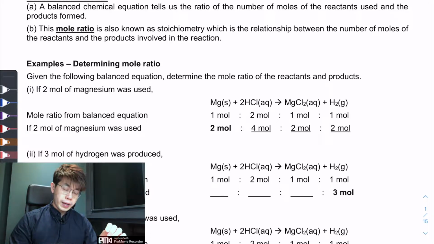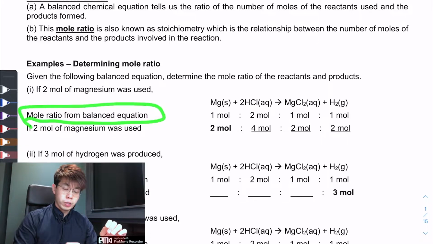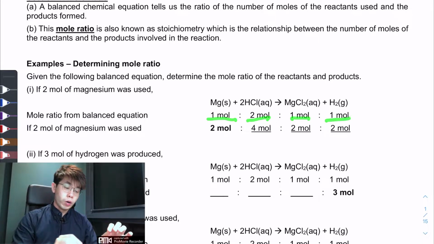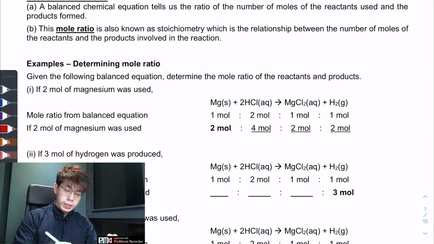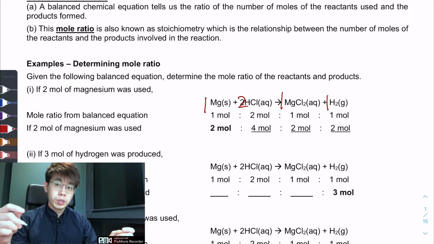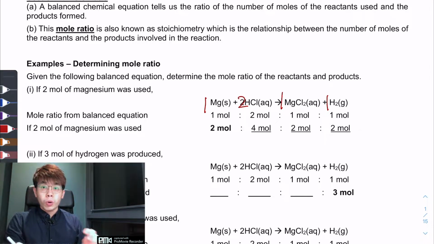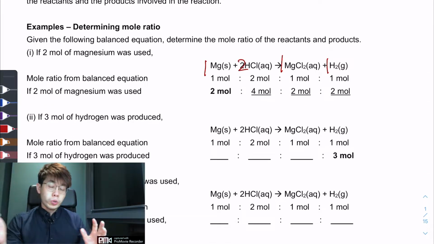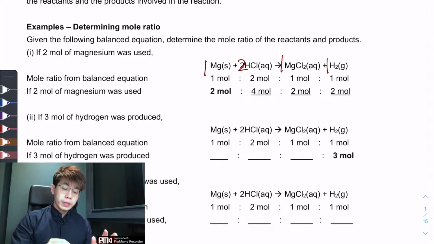So this means that the mole ratio from the balanced chemical equation is 1 mole of Mg reacting with 2 moles of HCl to form 1 mole of MgCl2 and 1 mole of H2. This comes from the coefficients in the balanced chemical equation. That's why a balanced chemical equation is always very important. So what does that mean? This is a ratio: I must react 1 is to 2 is to 1 is to 1.